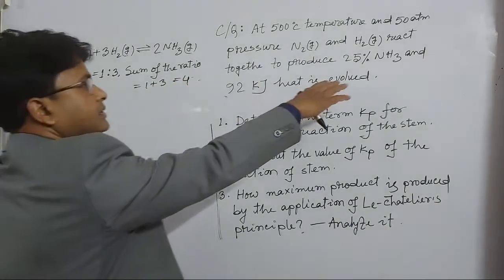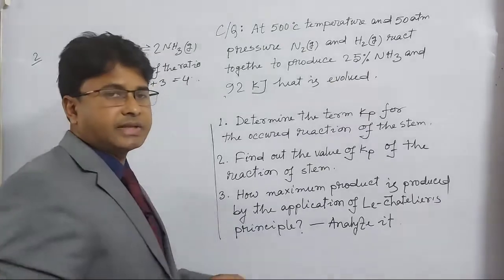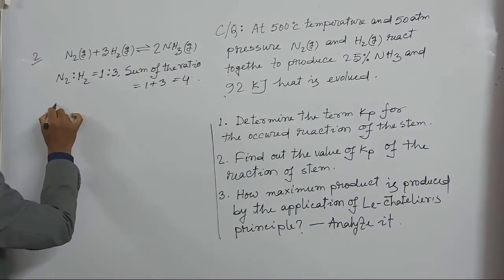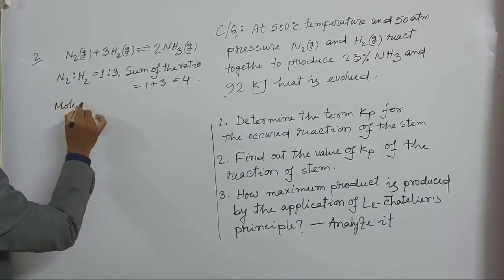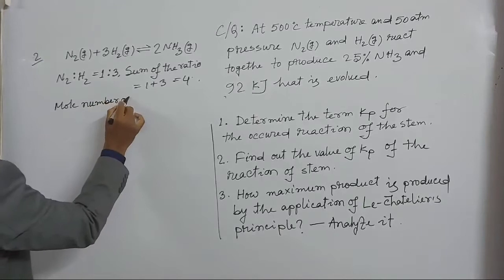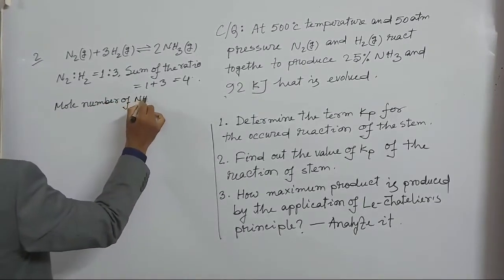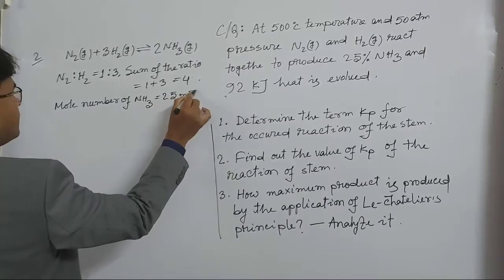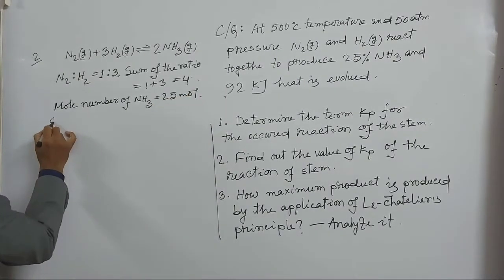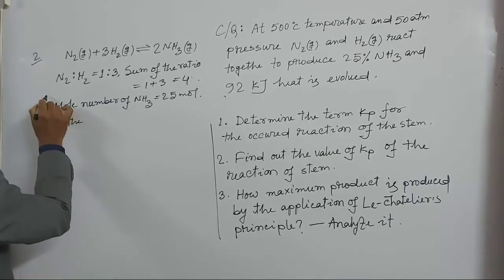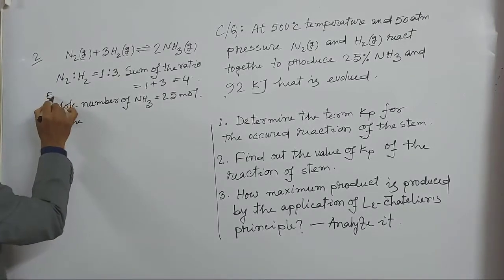At the equilibrium state, 25% ammonia gas is produced. So I can write here the mole number of NH3 is equal to 25 mole. So the mole number, of course, it will be at the equilibrium state.